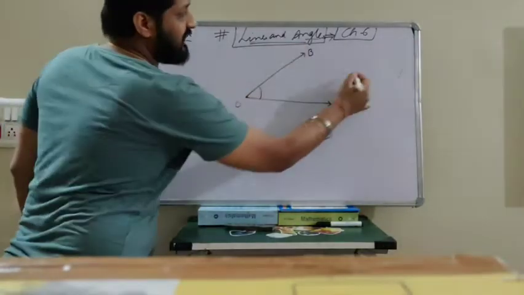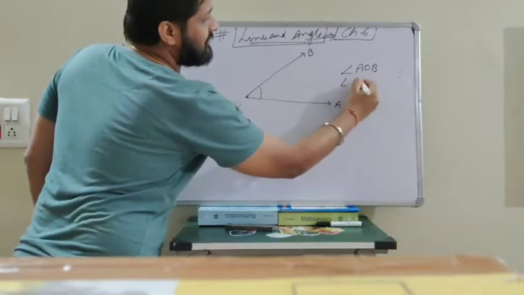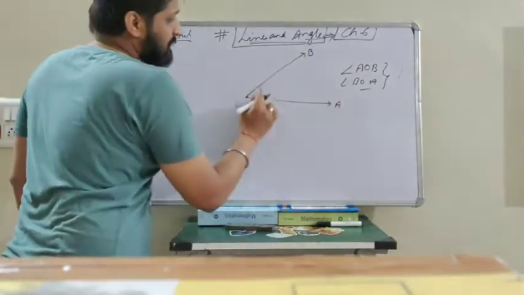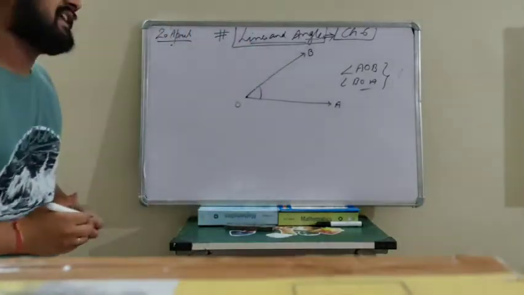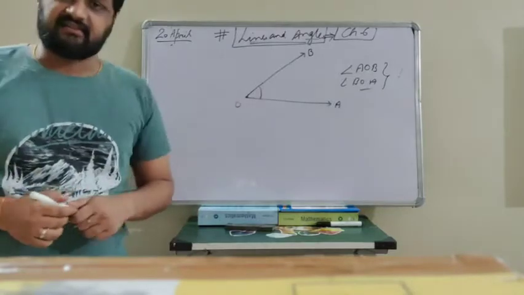And what is the angle here? That is angle AOB, or you can write angle BOA. These are the angles here, AOB or angle BOA. This is the angle AOB and angle BOA. So how angles are formed, we have also discussed here.